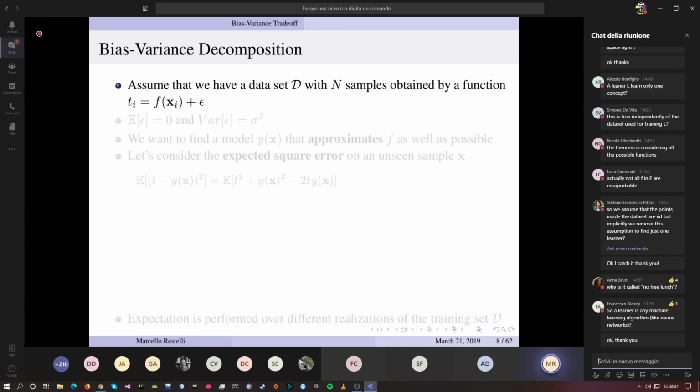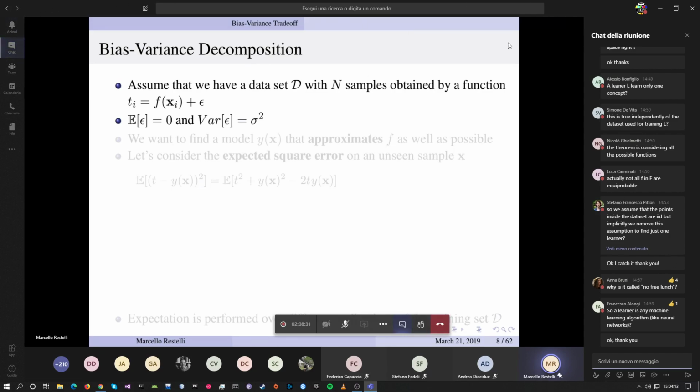So we assume to have a data set with n samples, and these samples are again obtained by an unknown function f. This is the usual setting that we have seen for regression. Our target variable is produced by this function applied to some input vector x, plus a stochastic noise. We assume that the noise has zero mean and variance sigma square. We are not assuming that the noise is Gaussian in this case. We are simply assuming that it has zero mean, and sigma square is the variance of the noise. So we are in this setting here.